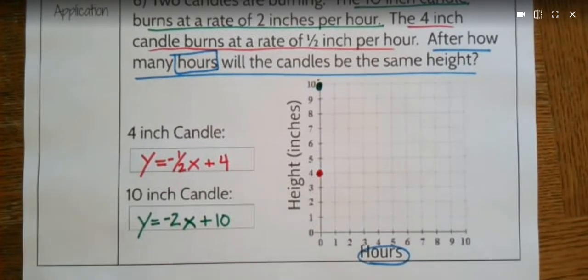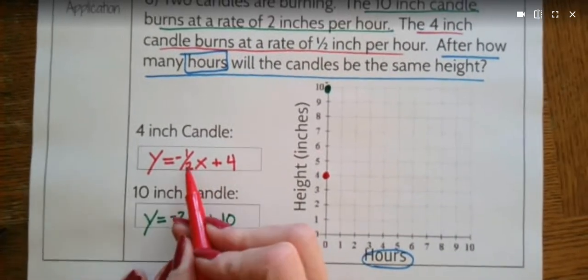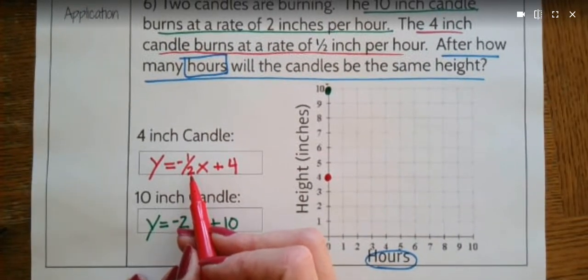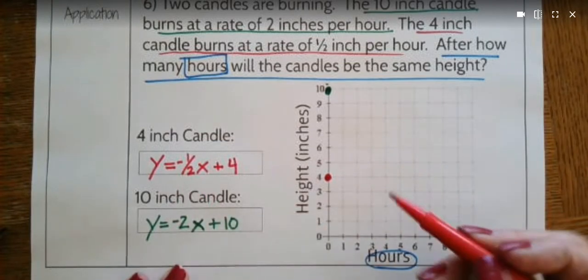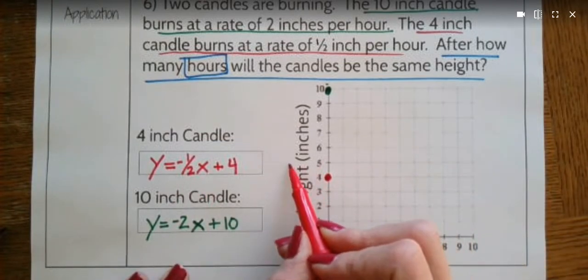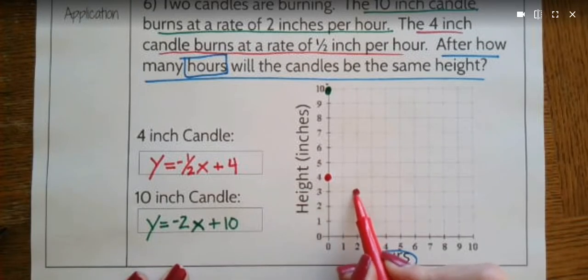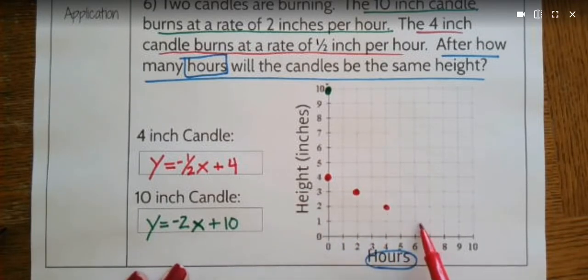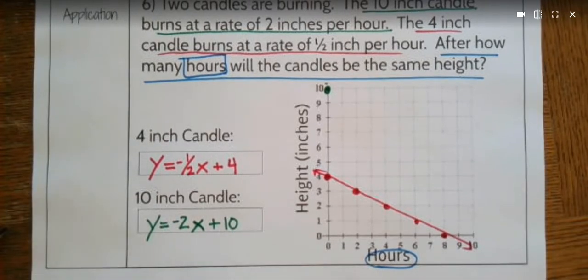Okay, so let's graph the 4-inch candle. We have a burn rate of half inch per hour, so negative 1/2. So instead of rising 1 and running 2 to the left, I'm going to fall 1 and 2 to the right, fall 1, 2 to the right, and I'm going to keep that going here. And we can see that even though we start at a 4-inch candle, the candle is going to be burnt out here at 8 hours. Okay, we can see that negative 1/2 slope, candle's gone after 8 hours.